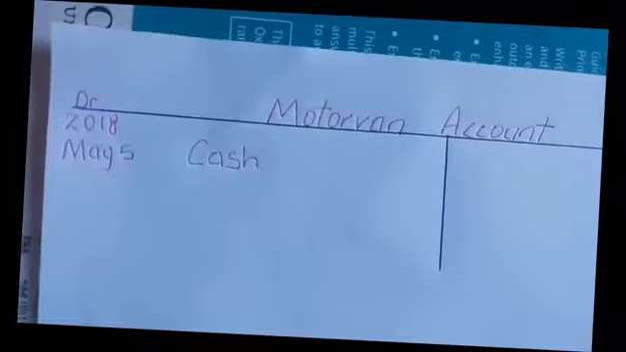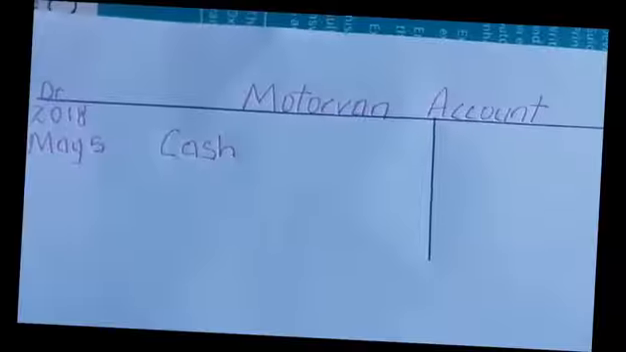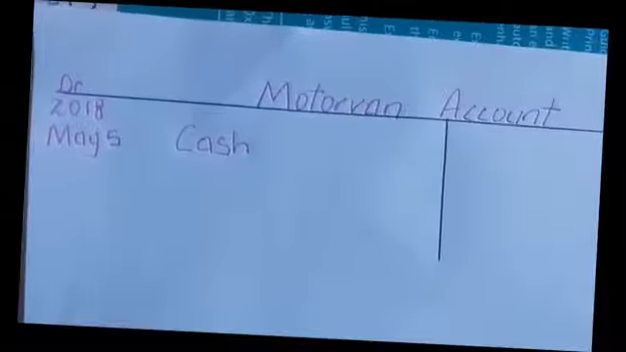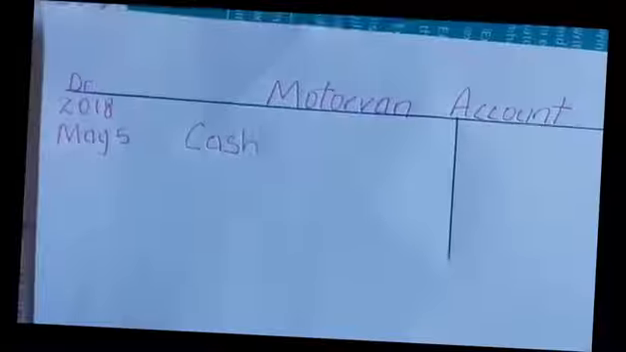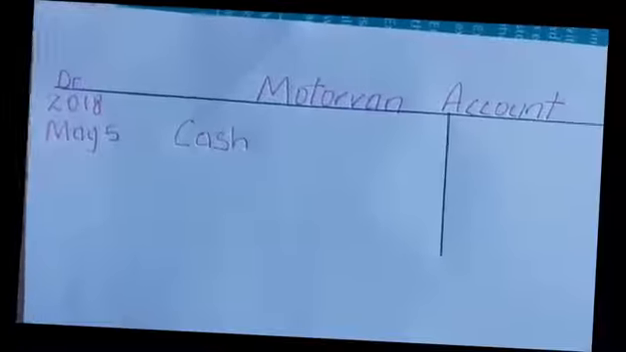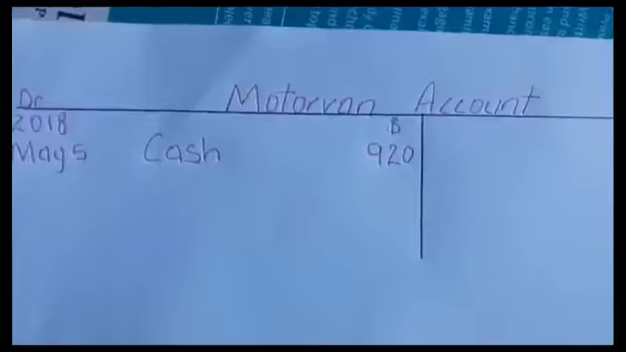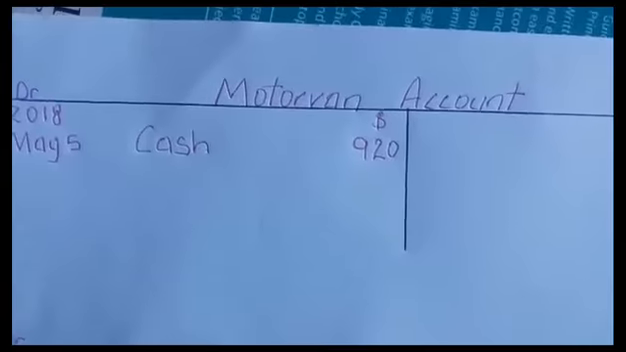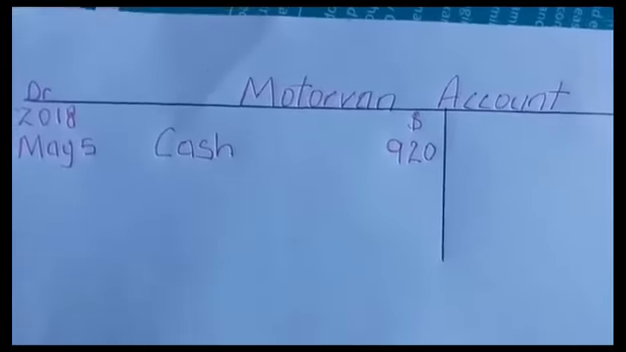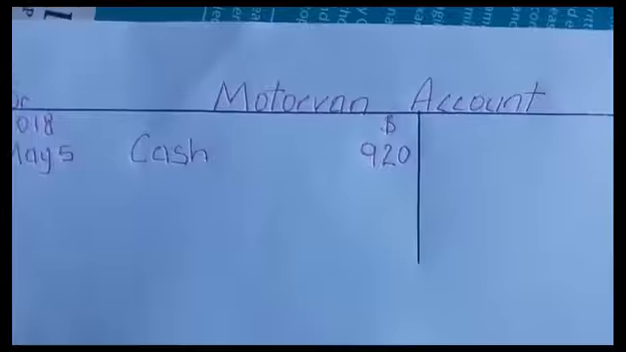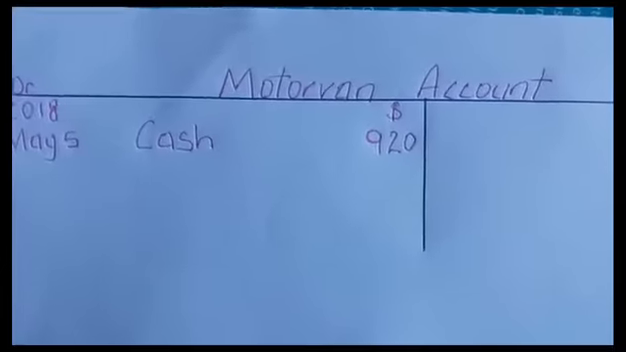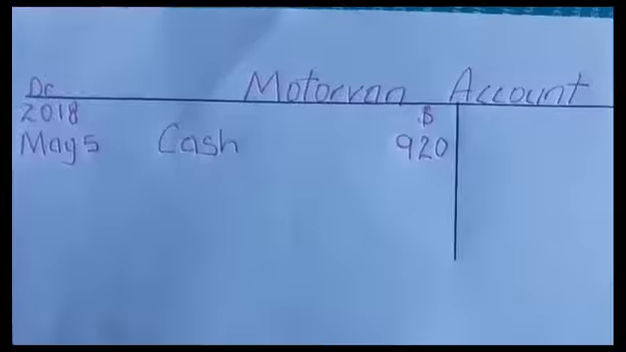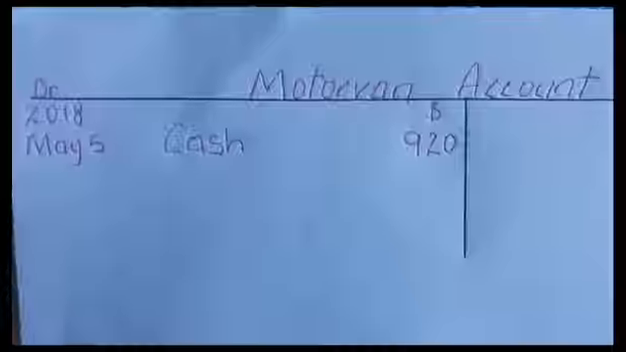So now I have my date and the detail. So now the only thing that is left for me to record is the amount. And that was given in the transaction of $920. Here we have it. My T account for motor van is now complete. So there is the date, the name of the other account that is being affected in the same transaction, and the amount. So now we're going to go back to the transaction and see how cash is to be treated.